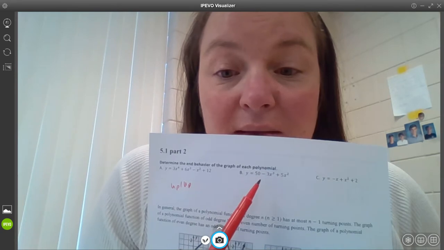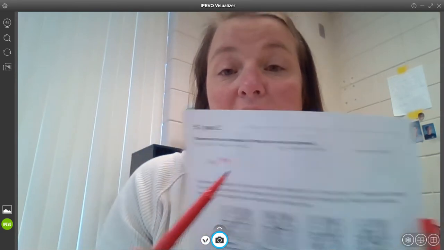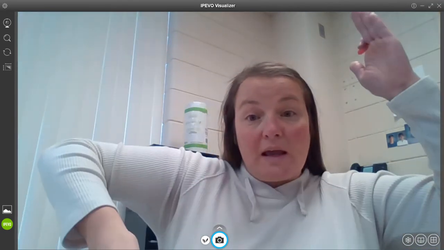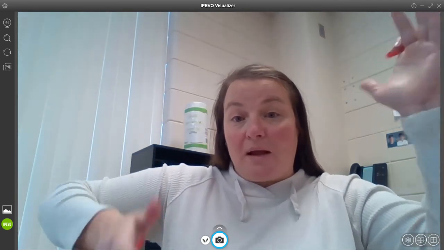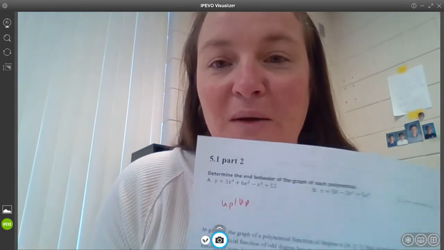Now, because of this subtraction right in front of here, it flips the arrows. So odd is down, up, and it flips the arrows. So that means my end behavior is going to be up, down. This is kind of reversed, like looking in a mirror.